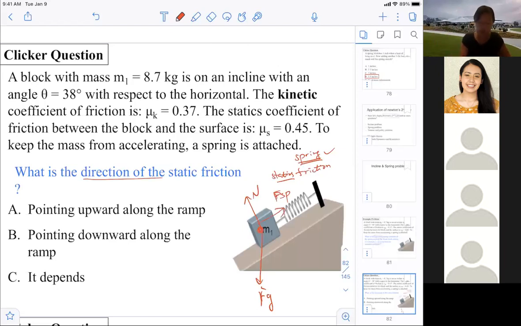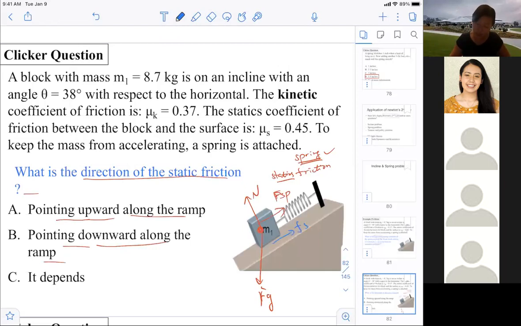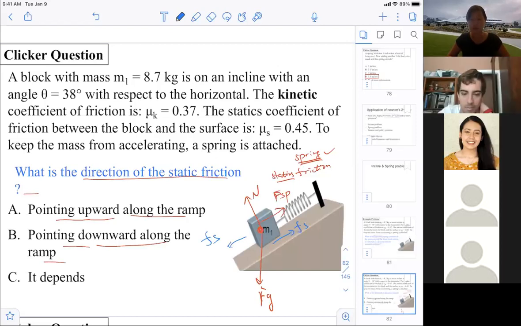Okay, how do I draw static friction? What is the direction of the static friction? Is it pointing up along the ramp or pointing down along the ramp, or it depends, or neither of those? Should I draw my static friction this way, or this way? I may be wrong, but I think it depends on the spring, because right now we have the force from gravity and the incline on the box that's pushing it down.